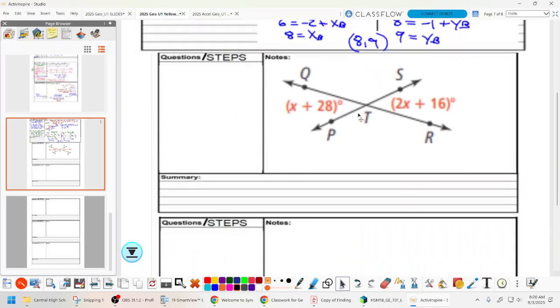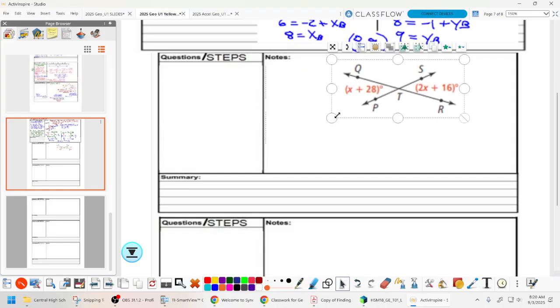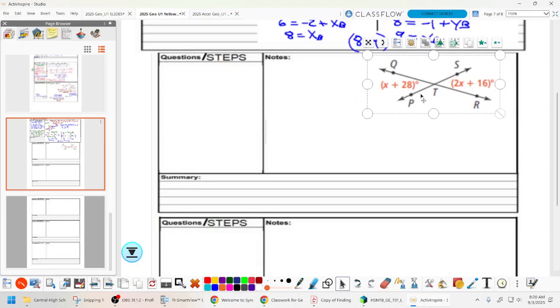So go ahead and sketch that picture in. I'm going to modify the question from what it looks like. I want to know what is the measure of angle QTS. And this is a pretty typical problem from geometry that confuses students.